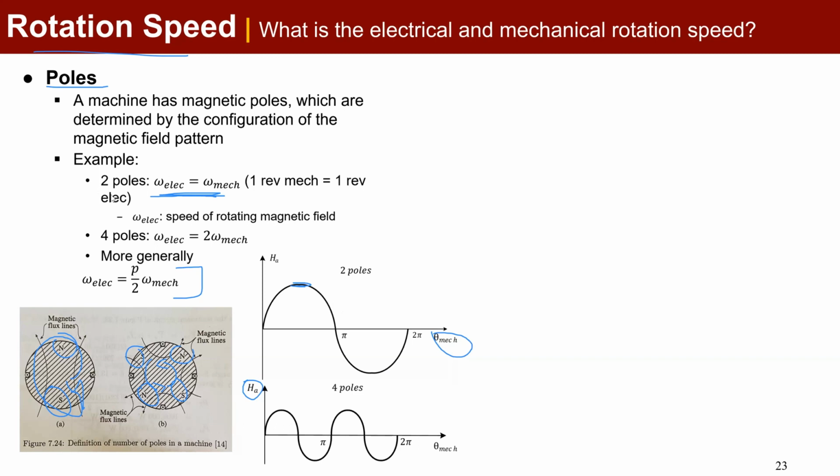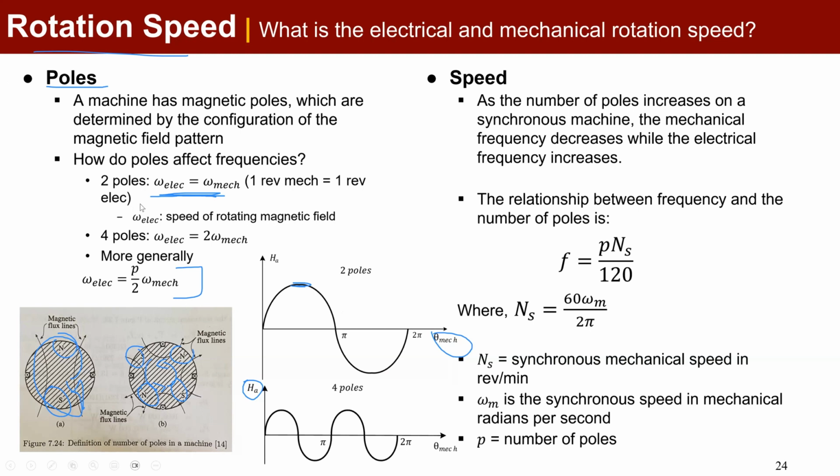Why is this significant? It's important with regards to speed. As the number of poles increases on a synchronous machine, the mechanical frequency will decrease, but the electrical frequency will increase. So the relationship between the frequency and number of poles is going to be this formula. This is your bread and butter right here, where the synchronous mechanical speed is going to be equal to 60 times the mechanical radians per second over 2 pi. And then P is just the number of poles here.